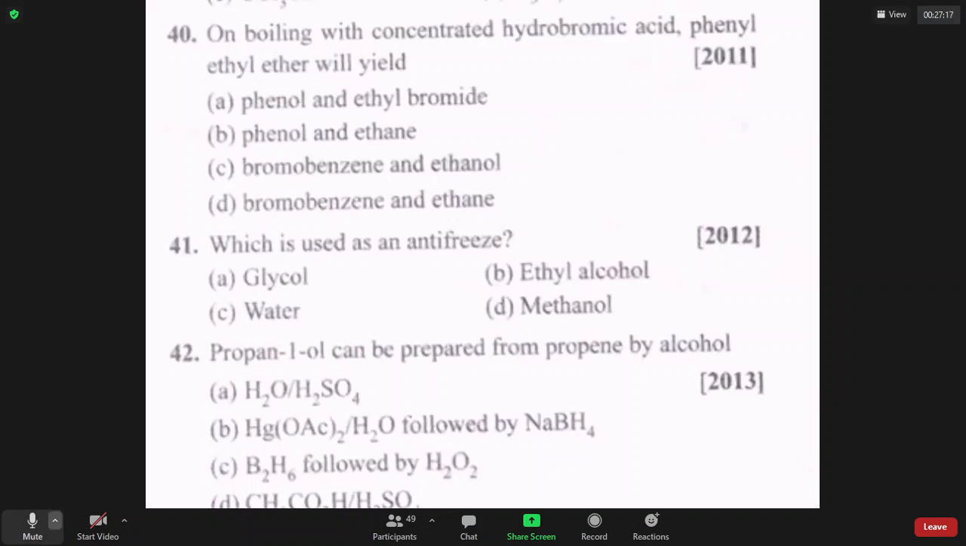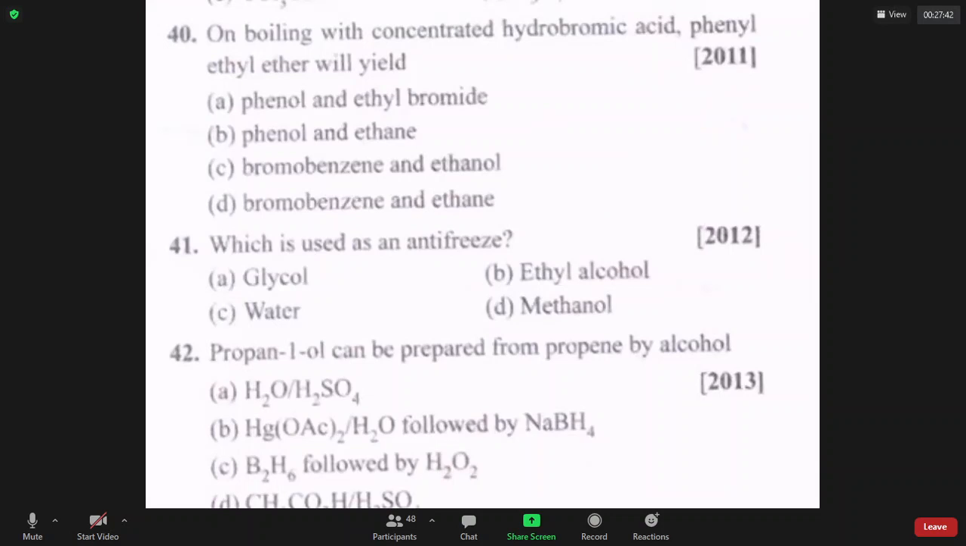Even glycerine you can use, but that is also costlier. Propan-1-ol: have you noticed the last E in propene is dropped? If there is only one OH group, the last E in the alkane is dropped, so it will be propan-1-ol. If there are two OH groups, the last E is retained: propane-1,2-diol.